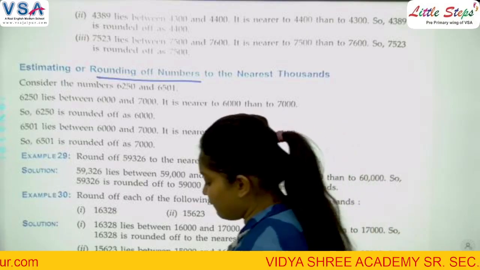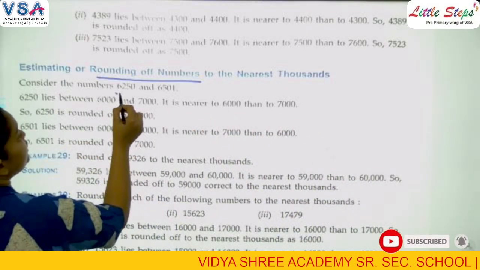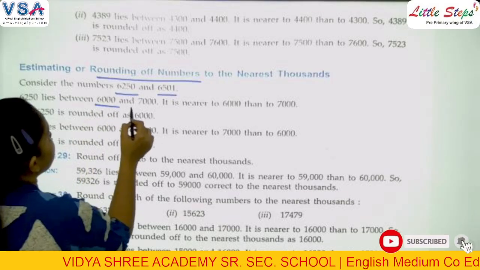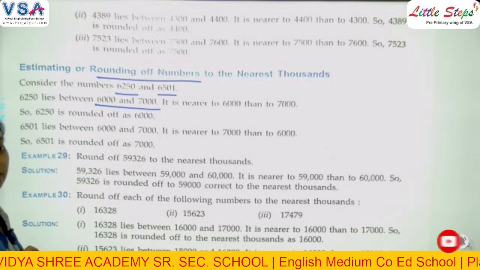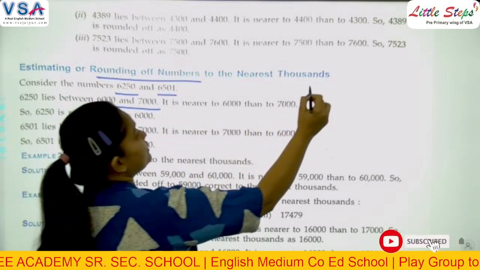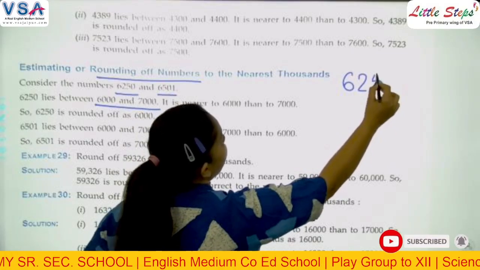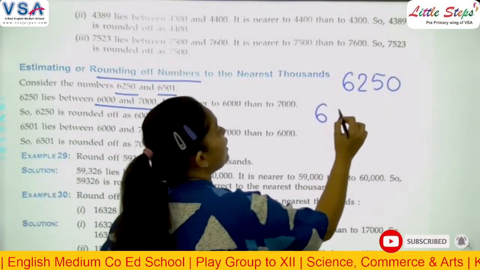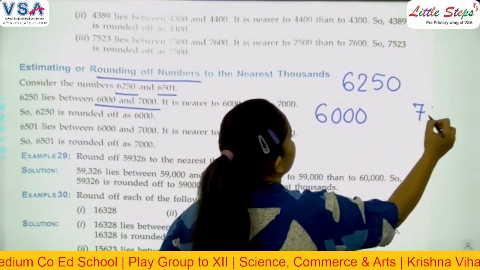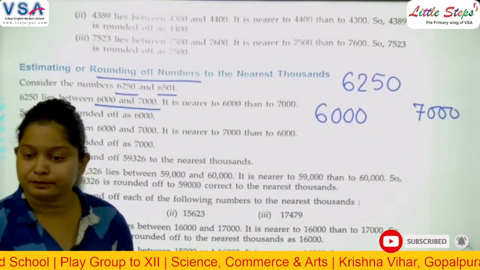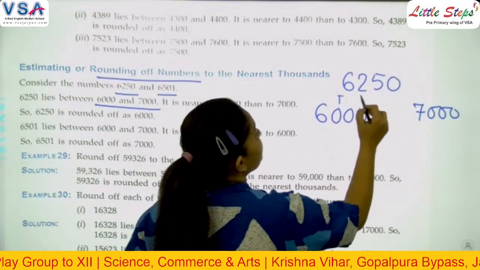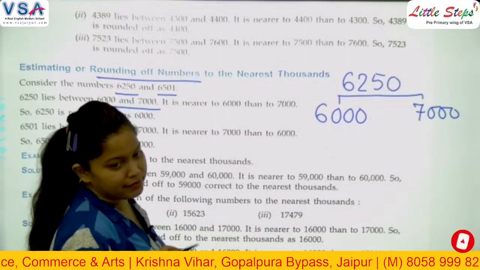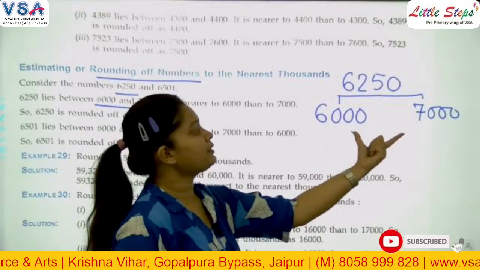So, consider the numbers 6,250 and 6,501. 6,250 lies between 6,000 and 7,000. Clear? Look over here. This is the number we have, 6,250. And this number lies between 6,000 and 7,000. Lie between means that the number will occur in between 6,000 and 7,000.